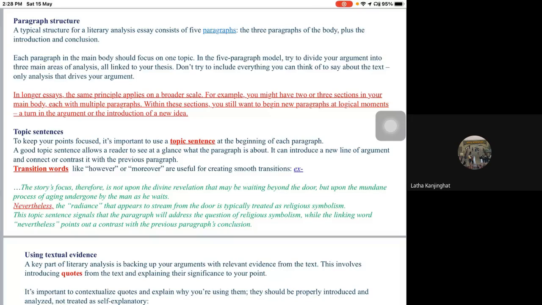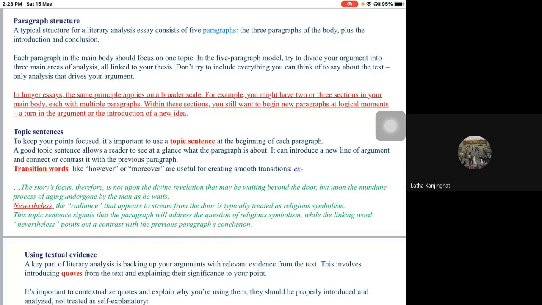Next paragraph, beginning. Look at that. There is a transition word there. "Nevertheless, the radiance that appears to stream from the door is typically treated as religious symbolism." So the topic sentence signals that the paragraph will address the question of religious symbolism, while the linking word nevertheless points out a contrast with the previous paragraph's conclusion. Do you understand that? In this example, we see the ending of the first paragraph and the beginning of the second paragraph. Look at how it shifts, right?